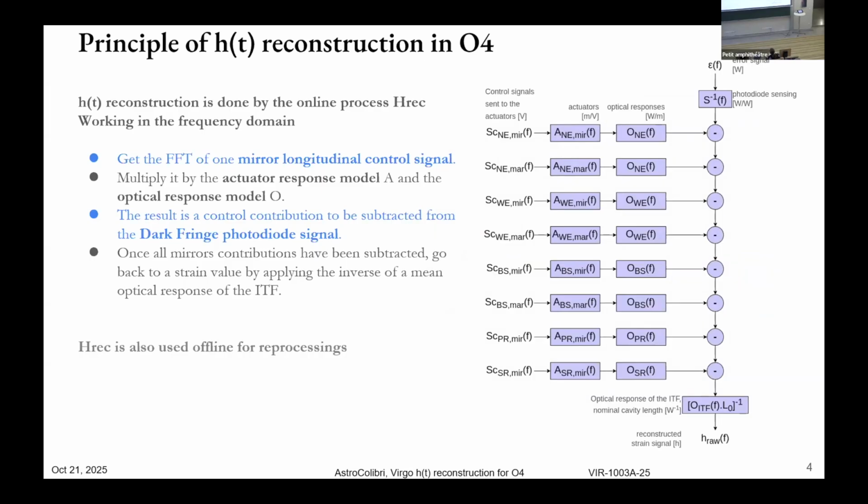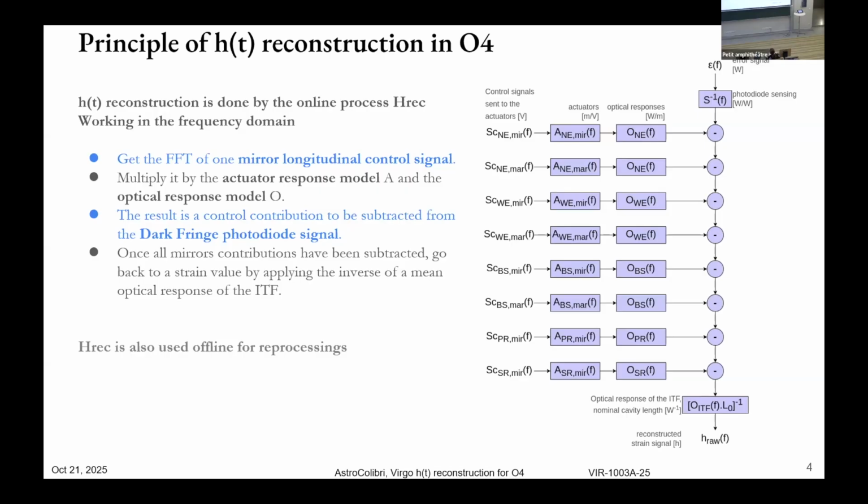So how we do this is with a HREC process, which is working online to reconstruct the H of t. This is a process initially developed by Benoit Mours, and it's working in the frequency domain. So what we do is to use a model of the actuators of the mirrors and a model of the optical response of the interferometer for each mirror motion.